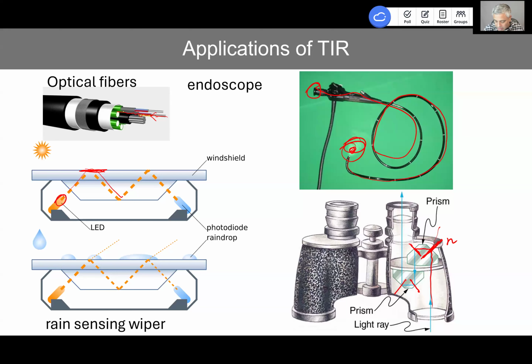So basically what it does is it helps change the direction of light without losing the light, and getting all possible light is the goal, because that's what makes the image brighter. Otherwise the image is going to look dim if we lose light. So that's how the prism in a binocular is doing this total internal reflection.